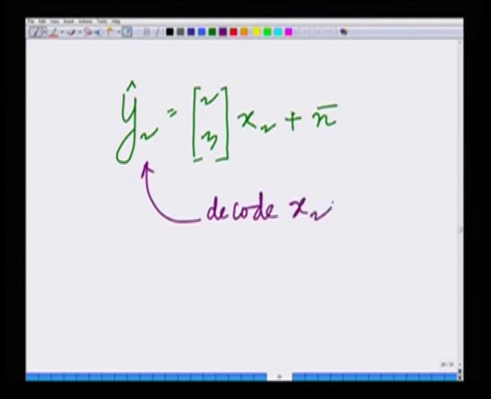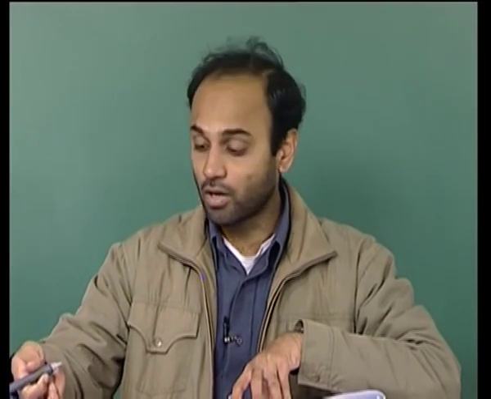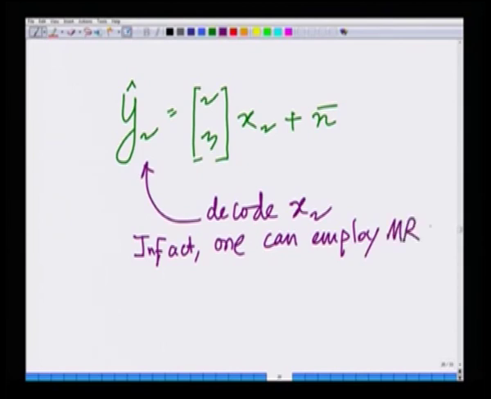Now I can decode x2. In this case it is simple because there is no interference from other symbols. This is the last symbol. So I can simply use a maximum ratio combiner. One can employ MRC as this is the last symbol. There is no other symbol after x2, so there is no interference. But the more important thing you can see is this has a diversity order of 2.